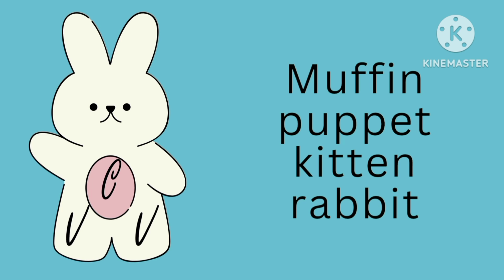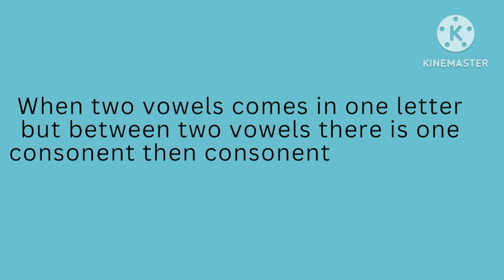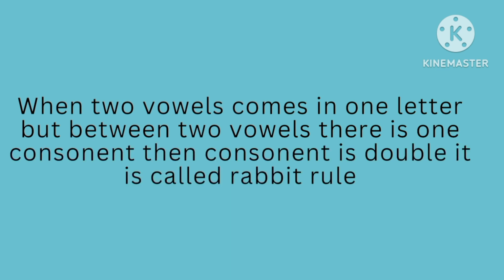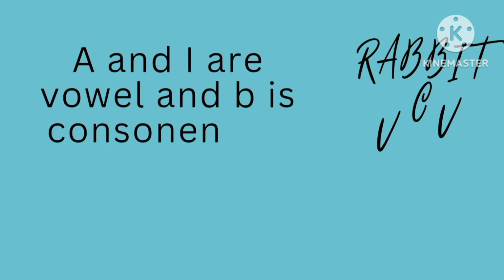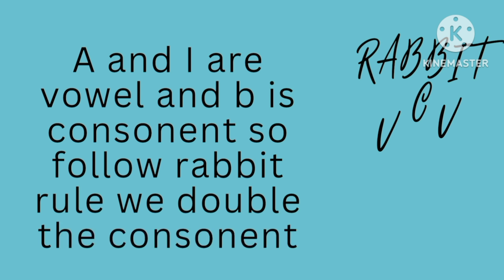Puppet, U and E both are vowels but P is a consonant, we double the P. When two vowels come in one word but between two vowels there is one consonant, then we double the consonant. It is called the rabbit rule. Rabbit, A and I both are vowels, B is a consonant, so we double it.